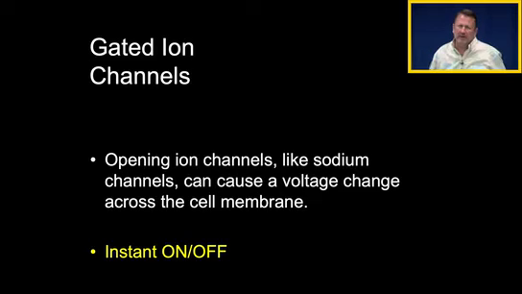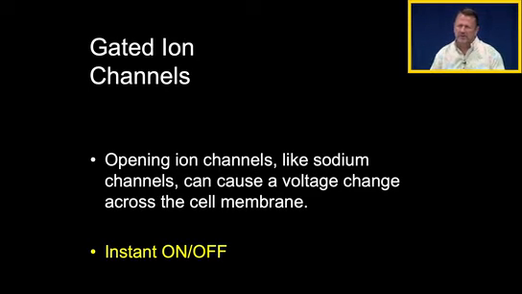All right, so let's talk about gated ion channels. What I want you to know about them is they give us an instant on and off. And so when we're talking about the neuromuscular junction of voluntary muscle, we need instantaneous on and off communication.